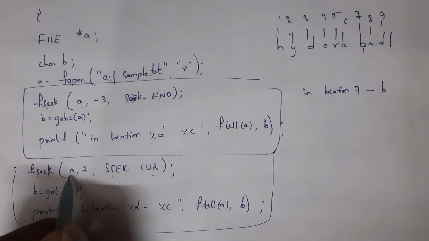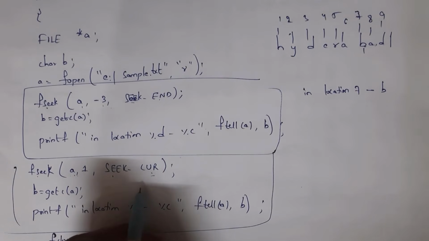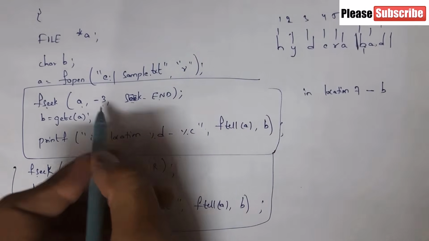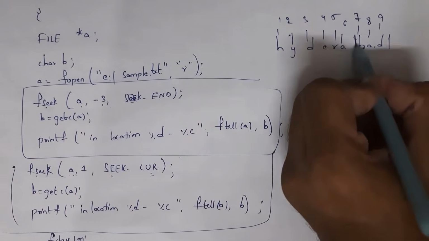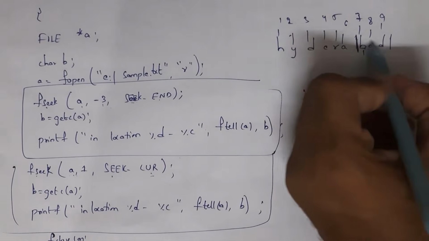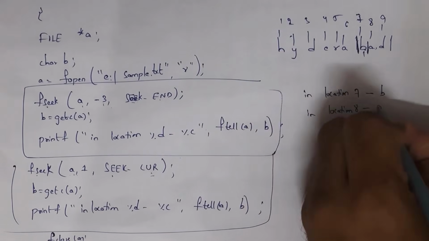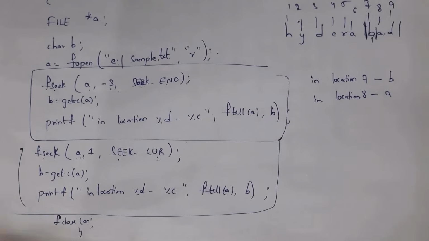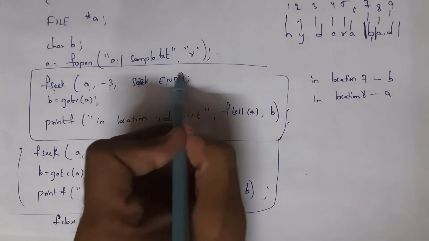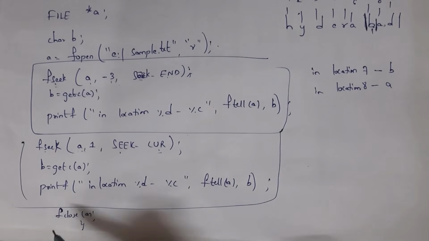Here I wrote fseek of A comma 1 comma SEEK_CUR. That means from the current position it will move 1 step forward. So my current position is here, because here I wrote -3 SEEK_END. So my position will be in place of B. So from B it will move 1 position forward. So now I will get output as in location 8 A. This is my output. Definitely we need to include a semicolon for this fseek function. At last we need to write here a semicolon, and at last we need to close this file by using the fclose function. This is the example of fseek and ftell functions.